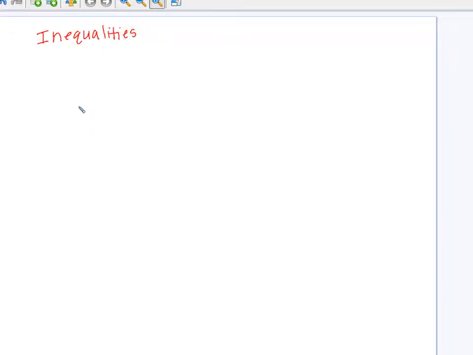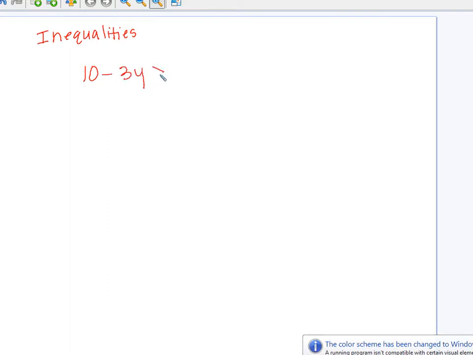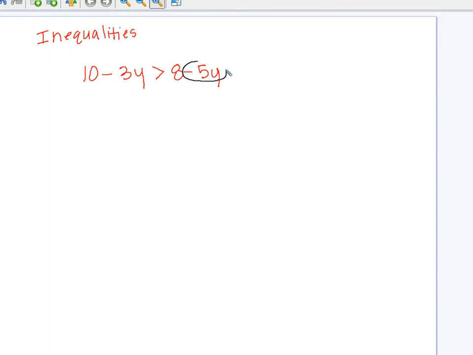Right, graphing inequalities with the variable on both sides. So let's start with 10 minus 3y is less than 8 minus 5y. The first thing you need to do is decide which side you want your variables on. Most kids are going to the left, so I'm going to take this one to the left. And ignore the inequality sign and look at it as an equal sign.